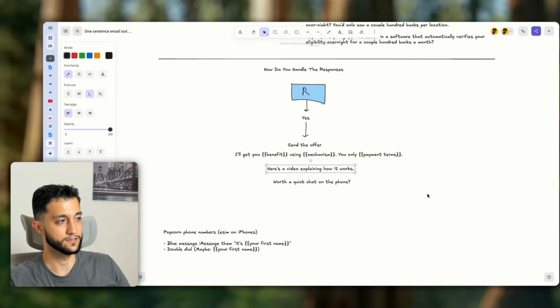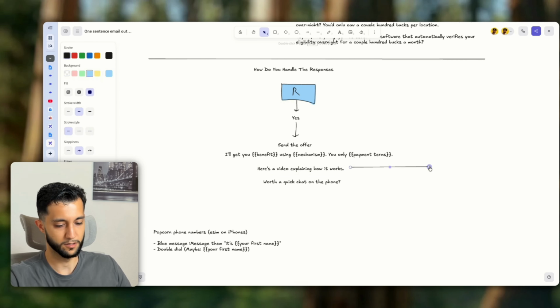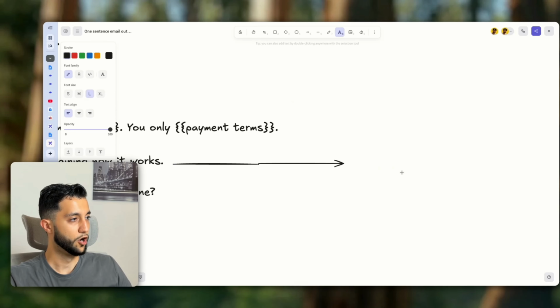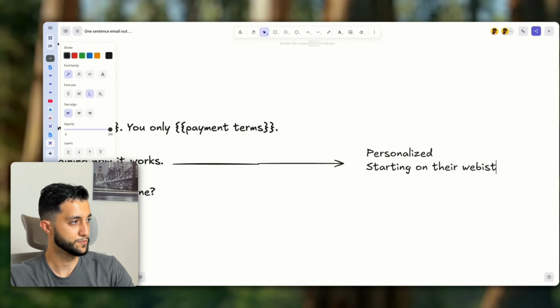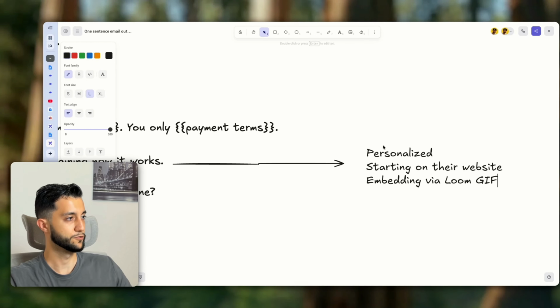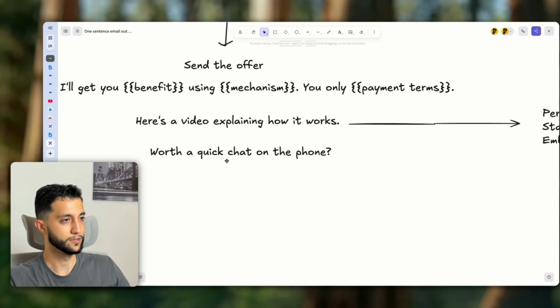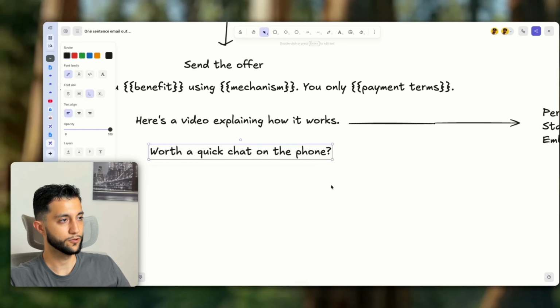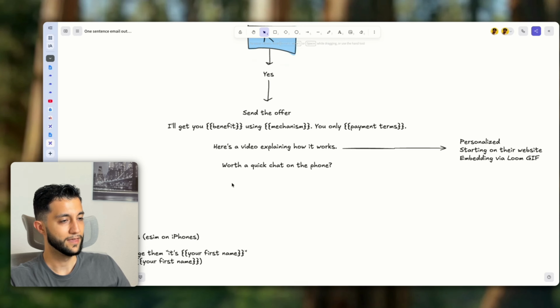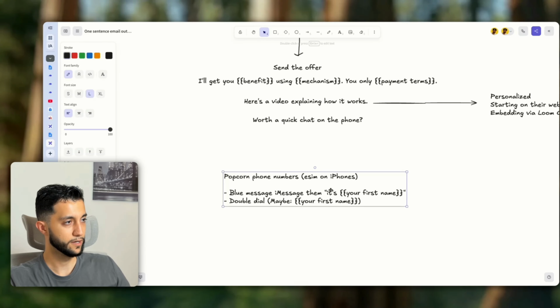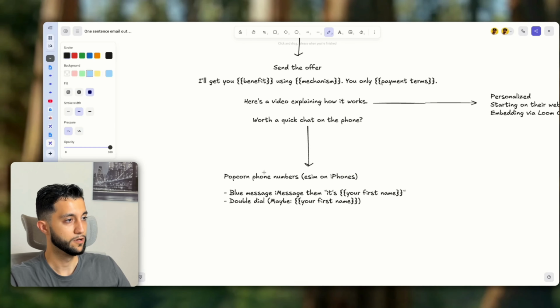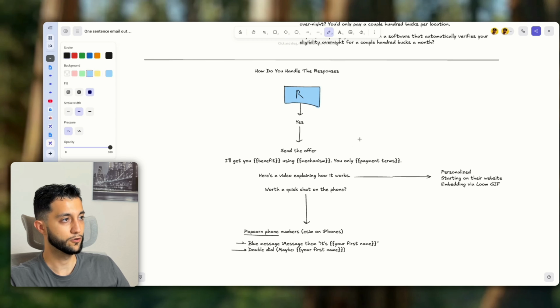Optimally, it's personalized, right? So optimally, let me do an arrow. So yes, optimally personalized, starting on their website, embedding via Loom GIF, right? This is what you're going to do. You're going to embed it in the email itself. And then you say, worth a quick chat on the phone, right? And then you immediately go ahead, you blue message them first, and then you double dial. This is how you're going to handle these responses.